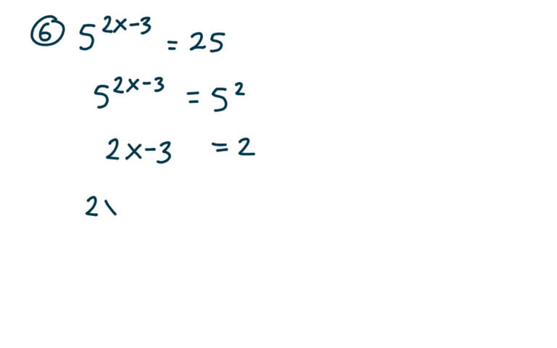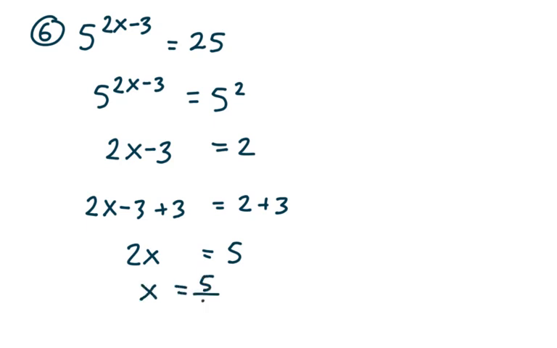And so 2x minus 3 plus 3 is equal to 2 plus 3, right? So 2x equals 5. And if I divide both sides by 2, I get x equals 5 halves. That's number 6. Let's take a look at number 7.